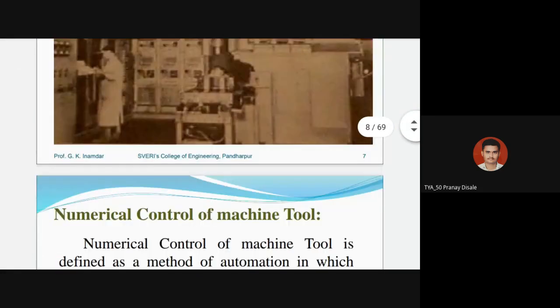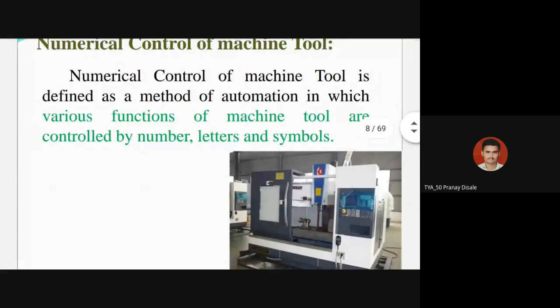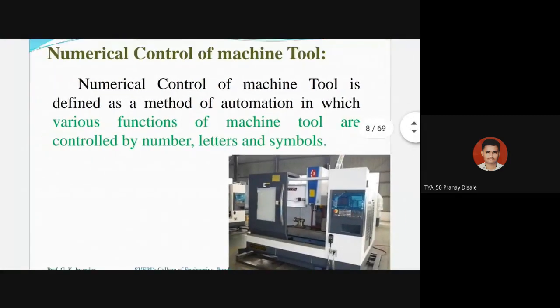Now see here, what is the introduction of the numerical control machine. Numerical control of machine tool is defined as a method of automation, definitely automation, in which various functions of machine tools are controlled by numbers, letters and symbols.